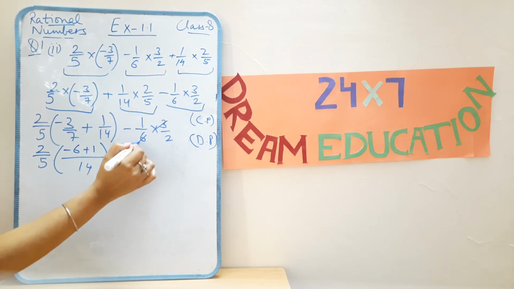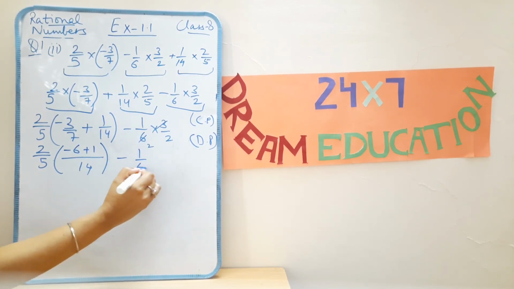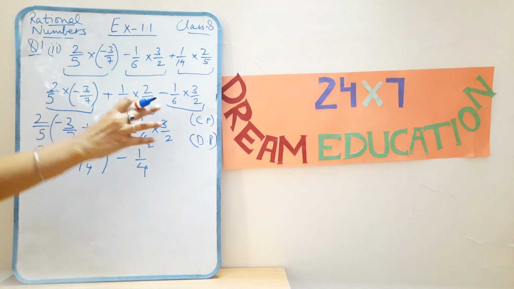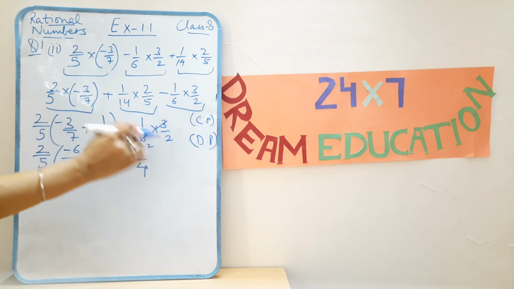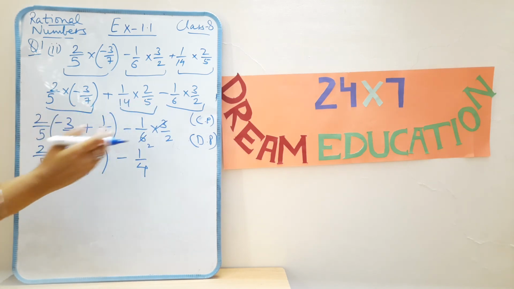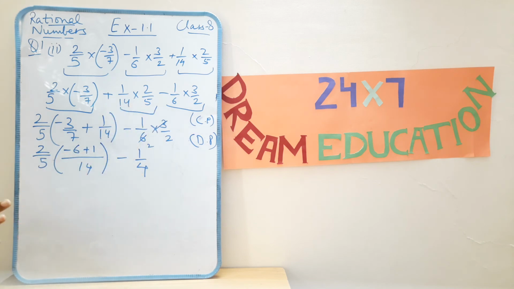And what about this? This we are going to solve. It will be minus 1 by 4. 3 2s are 6, 2 2s are 4. We have solved it because we have to do nothing with this one. There is no term common with these. So this we are going to solve separately.